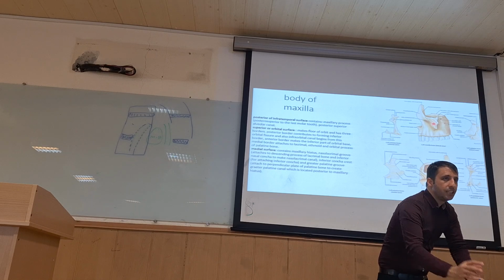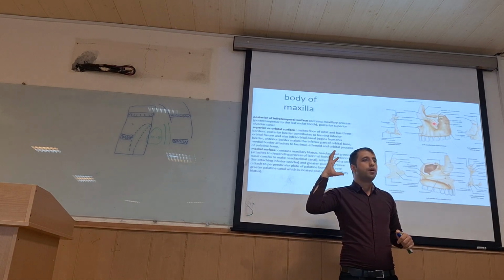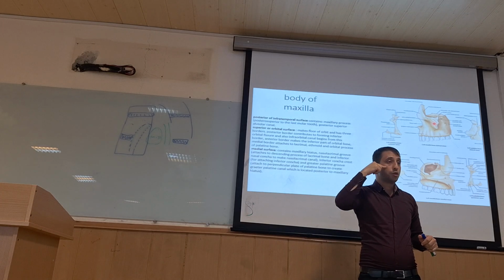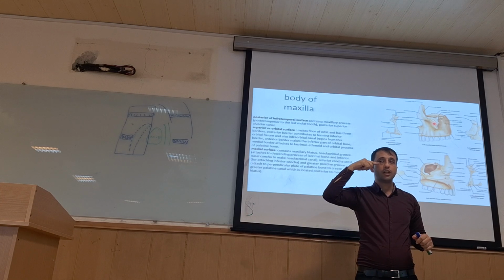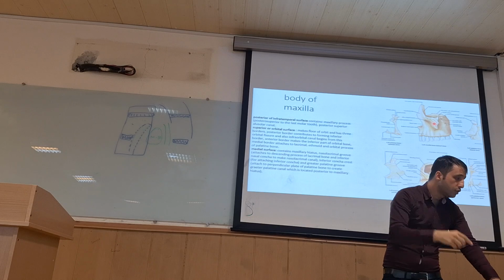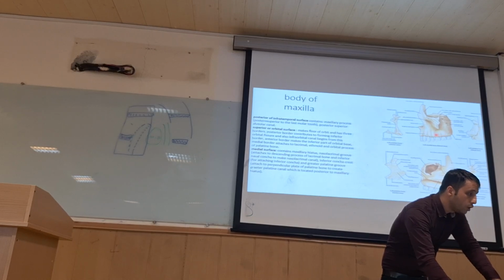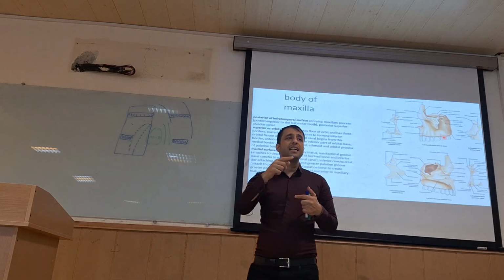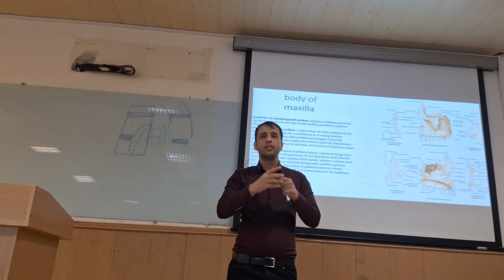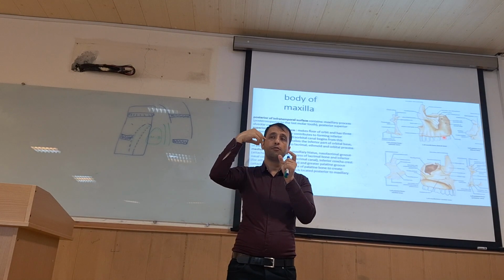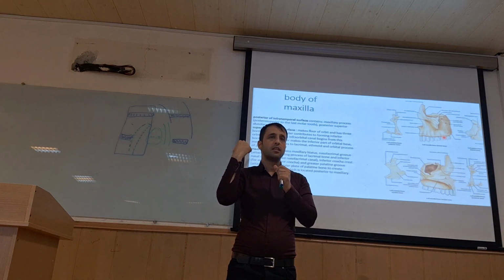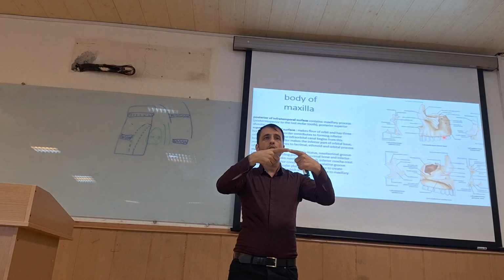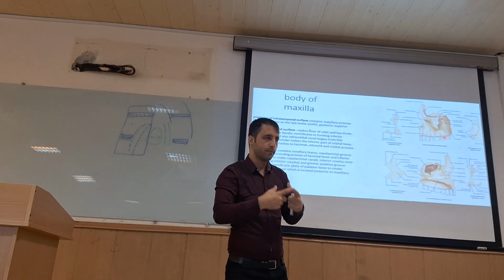Another process is zygomatic process. Zygomatic process travels laterally and arrives at the zygomatic bone. Another process is alveolar process. Every alveolar process has 8 sockets. These sockets are locations for the roots of the teeth. When 2 alveolar processes connect together, they make the alveolar arch. Okay?